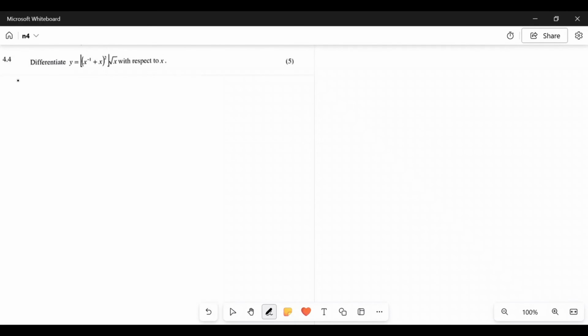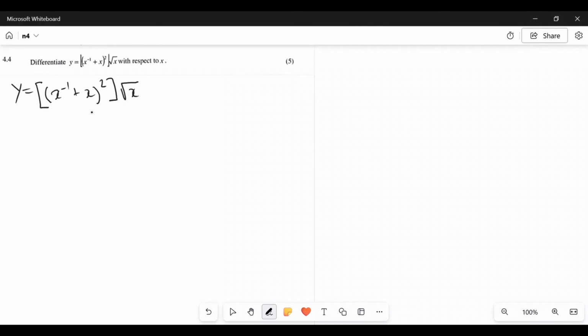All right, guys, let's look at 4.4. They want us to differentiate this expression here with respect to x. So let me rewrite it so that we are able to simplify it. So we have y equals open bracket and another inner open bracket, x to the power of -1 plus x, close bracket squared, open bracket multiplied by root x. So this is what they want us to differentiate.